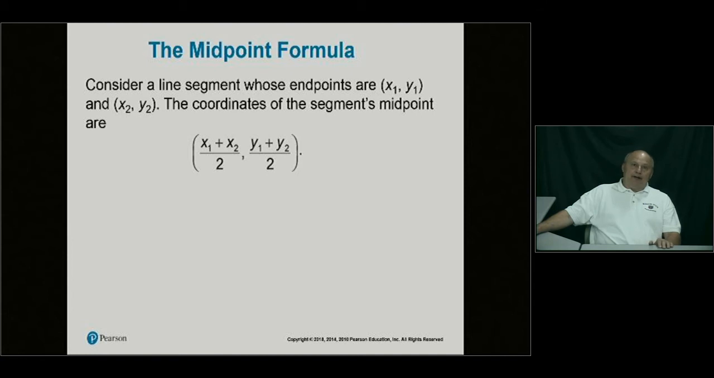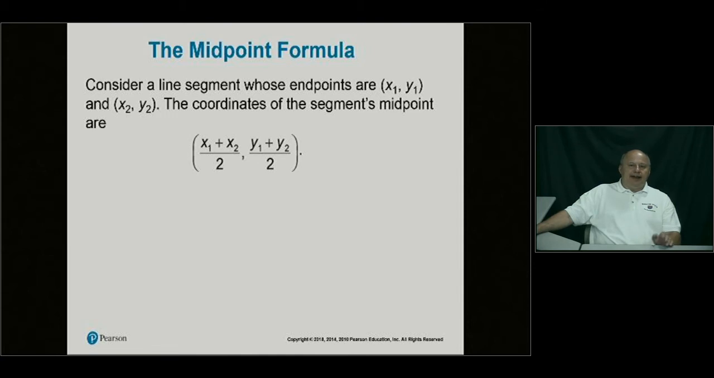Now the midpoint formula. Consider the line segment that has two endpoints, x1, y1 and x2, y2. Notice the subscripts are there again, which indicates that these are two different points on a coordinate plane. The coordinates of the segment's midpoint are x1 plus x2 divided by 2, and y1 plus y2 divided by 2. Basically, this is what I call the average formula of points, because the midpoint is the average of the two coordinates.